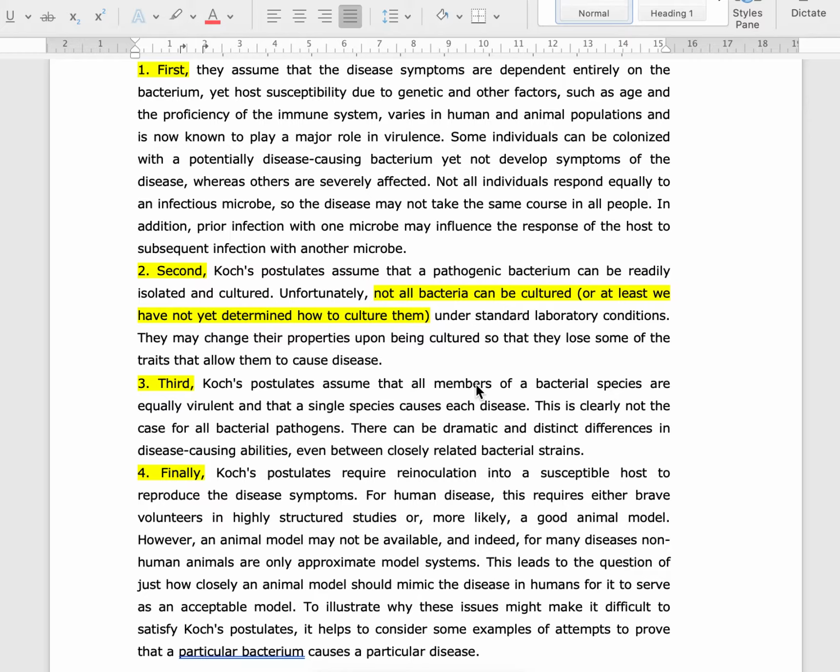Now we know that all the strains of a bacterium are not equally virulent. Say, for example, E. coli. There are many different E. coli, right? And not all E. coli cause disease, and even those E. coli that cause disease don't have the same kind of virulence factors. That means they don't cause the same kind of disease. These detailed things are not considered in the original Koch's postulates. So that's the limitation.